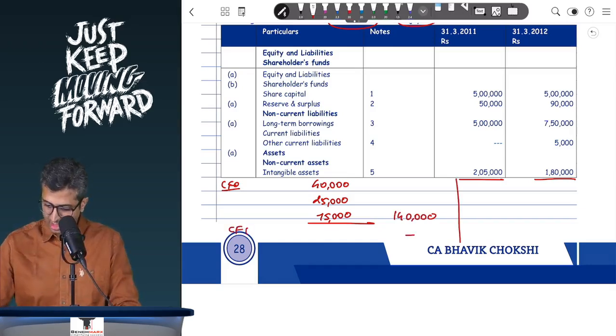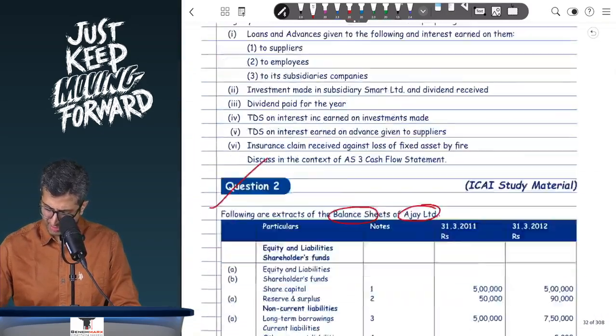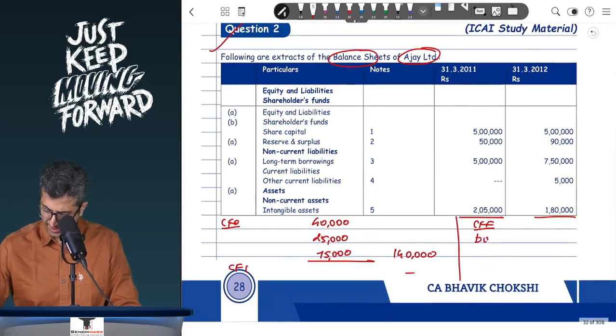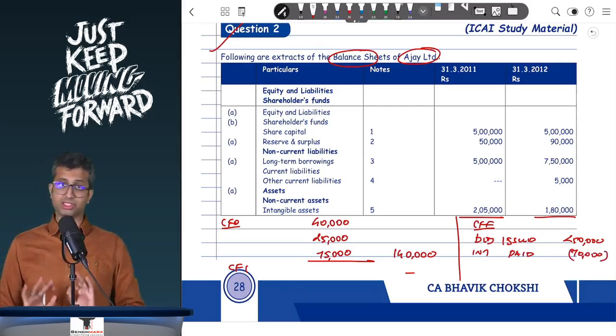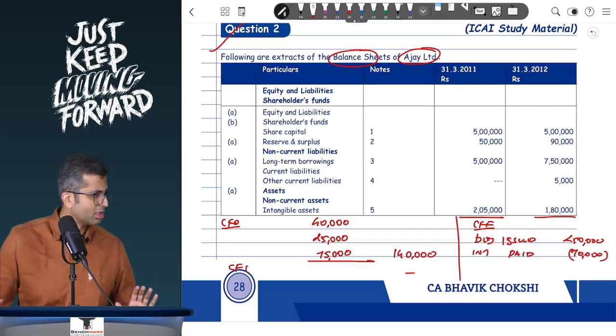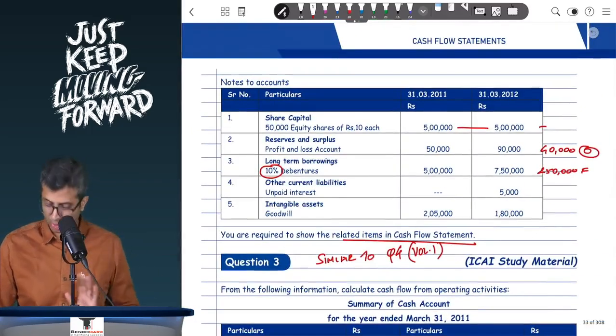When you look at cash flow from investing, there does not seem to be anything in investing. But when you look at cash flow from financing, there will be, let us say, debentures issued, maybe 2,50,000 positive, and interest paid, maybe 70,000 negative. 75 minus 5, which is unpaid, and that is about it. Are we clear with this? Here you are not given opening and closing or anything else, so we don't have to do anything.